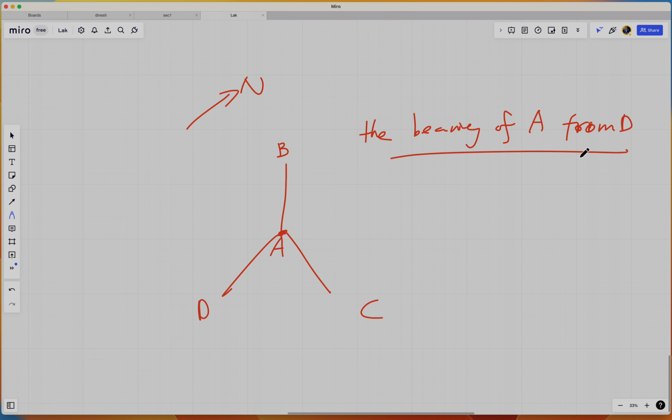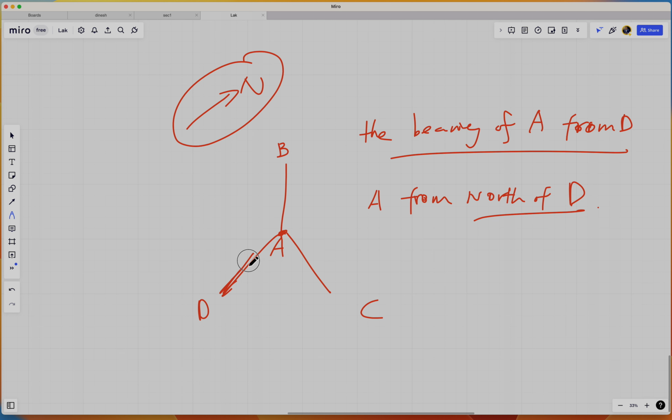Exactly. What I want to point out to you is you need to care about the north direction. If the north direction is this direction, how you read it is very simple. The bearing of A from D is read as A from north of D. So I go to the north of D first, which is here, then to A, then it's 0. So you need to care about the north. Okay, next.